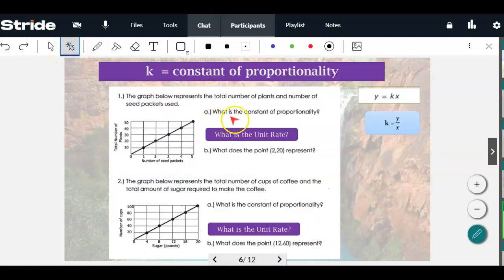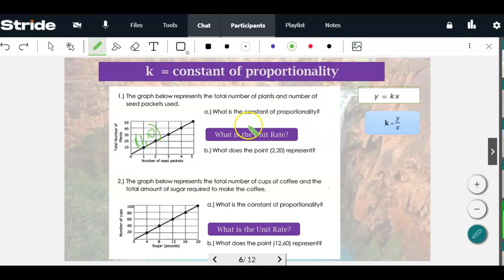All right, so let's look at a couple examples here. So we have our equation written here, how to get the constant of proportionality. It says the graph below represents the total number of plants and the number of seed packets. So we know it's proportional because it goes through the origin here, 0, 0. So number of seed packets is here. It's 1 seed packet has 10 total plants. 2 would have 20. All right, so you can see that it is constant. What is that constant?